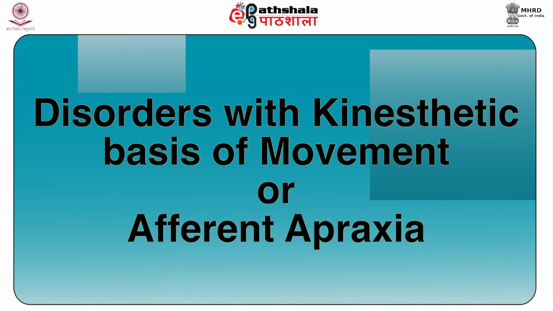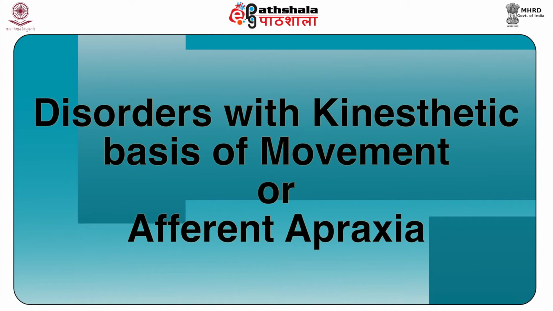Disorders with kinesthetic basis of movement, or afferent apraxia. The lesions in this case are on the post-central gyrus on the opposite side of the imparted movement. It produces diffuse uncoordinated movements. In order to test this, the blindfolded patient is asked to place his hand in one position and then place the other hand at the same place in the same orientation. He may also be asked to reproduce the position of the hand as made by the clinician.